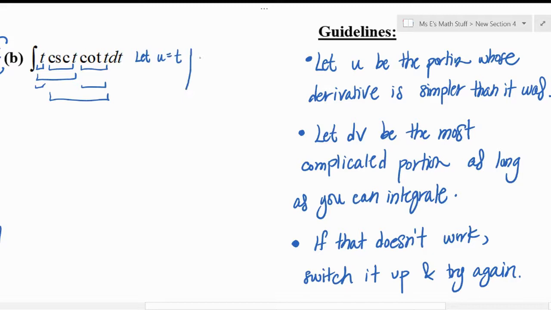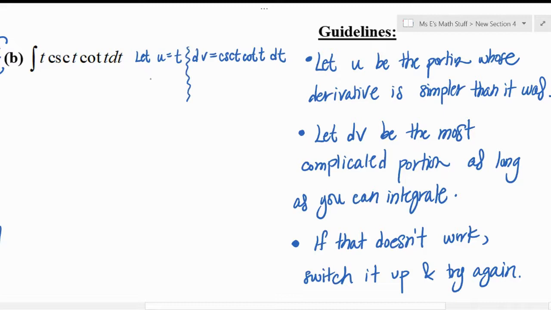I'll just kind of draw a line here. What would dv be? Well, dv would have to be the rest, all the way down to the dt. Okay. And so guideline number 2, let dv be the most complicated portion as long as you can integrate it. So do we know the antiderivative of cosecant t cotangent t? And yes, we do. So we have a winner. There we go. Okay. So let's finish this out.